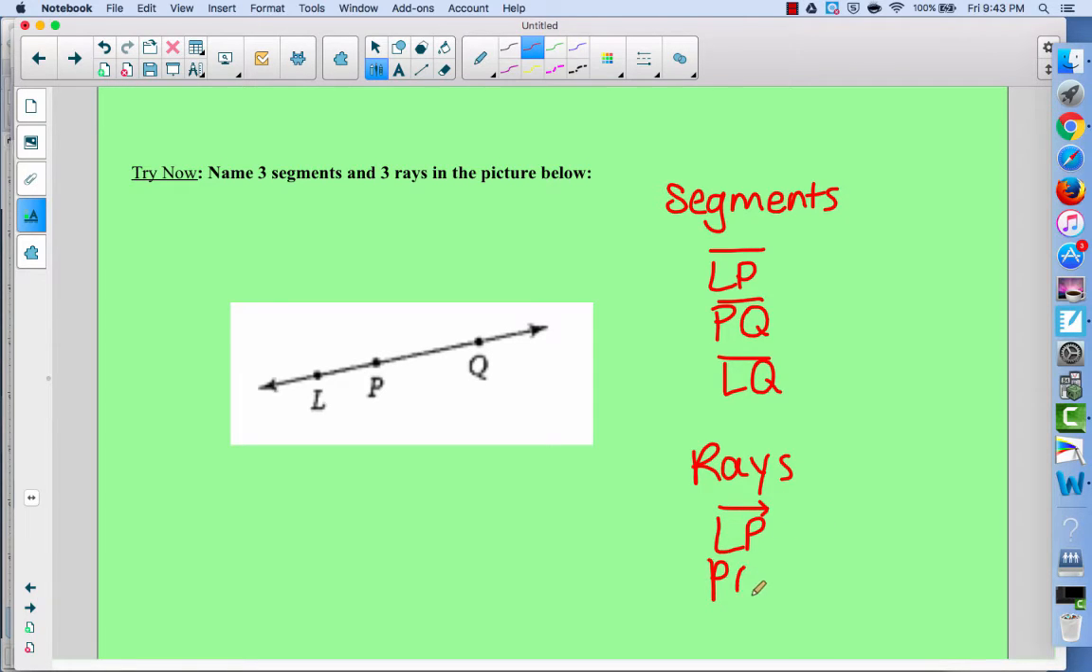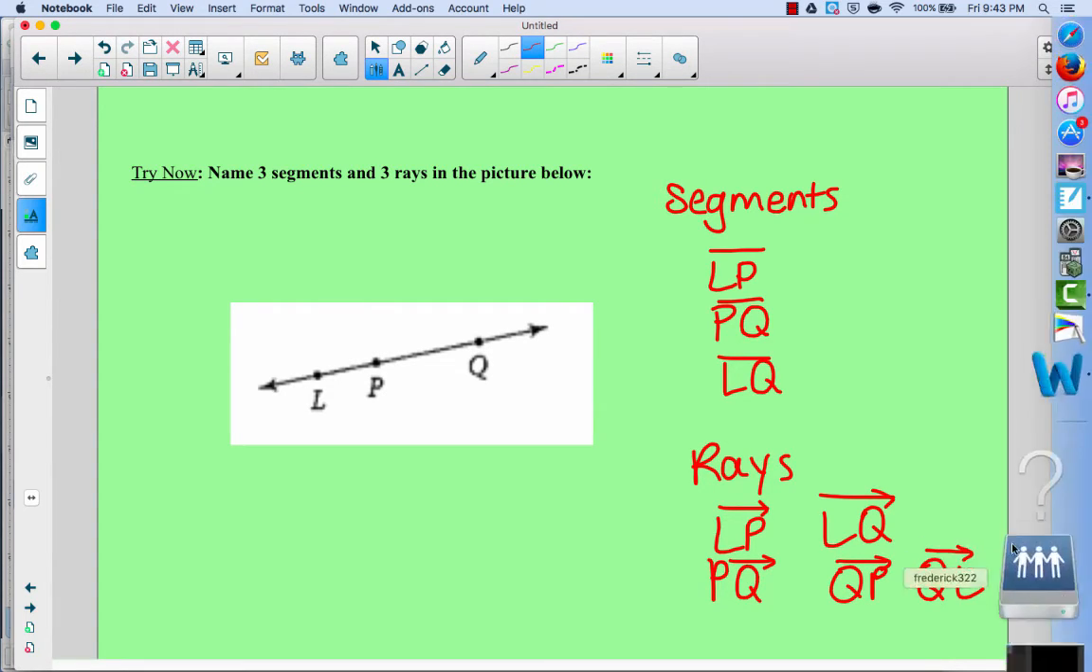The rays that I saw, I saw LP with the ray symbol. I saw PQ with the ray symbol. I saw LQ with the ray symbol. You could have said QP with the ray symbol. You could have said QL. So any of those would work.